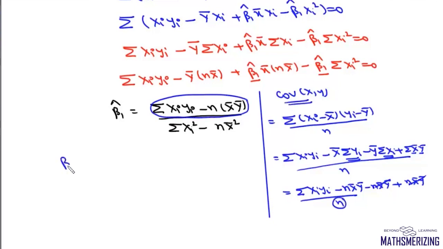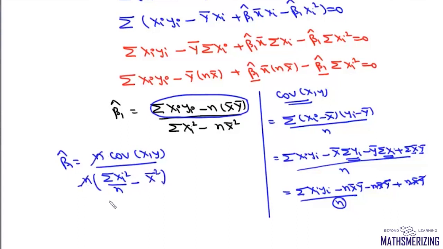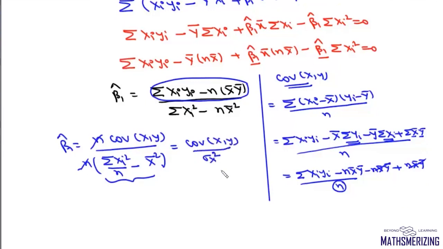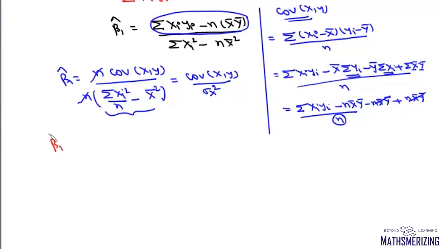So this beta 1 cap will be n into covariance of xy. Now in the denominator we can write this as this summation xi square. If we take n common, we can write this as summation xi square by n minus x bar square. Now this n and n will cancel. Now this is nothing but this is variance of x. So this beta 1 cap is nothing but covariance of xy upon sigma x square. So this beta 1 cap is covariance of xy upon sigma x square.